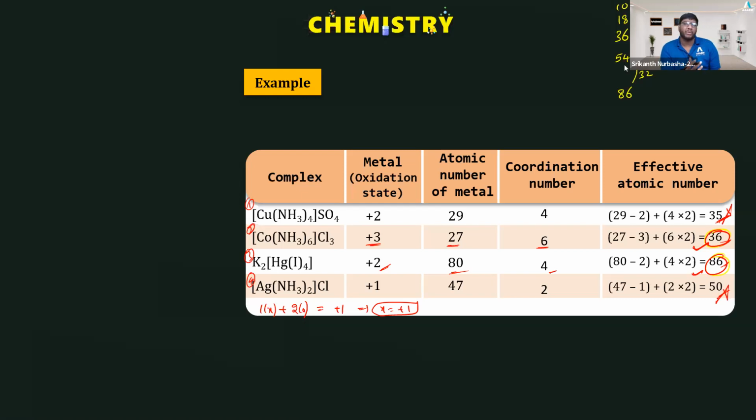If the effective atomic number is the only difference among the four complexes, then you should go with the stability based on effective atomic number. Right?